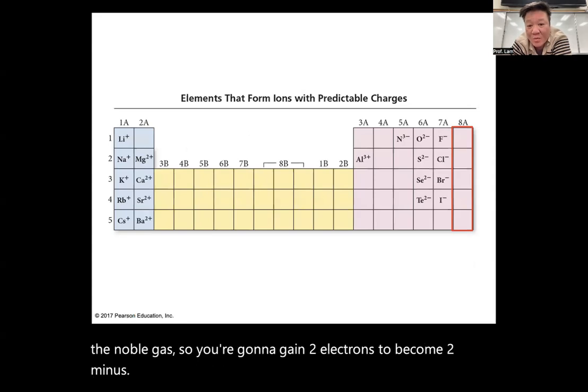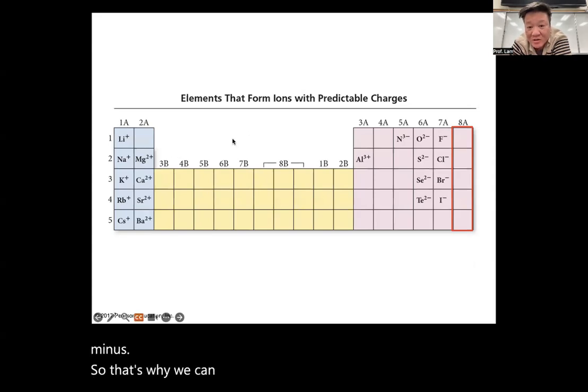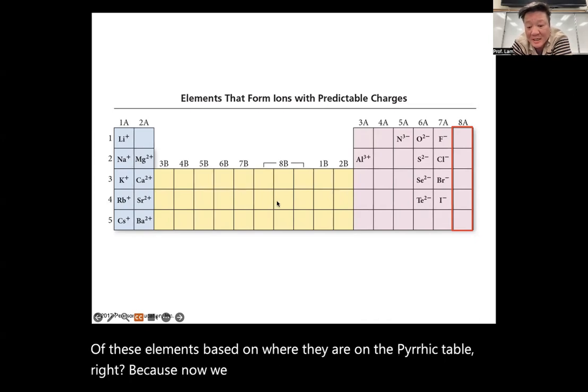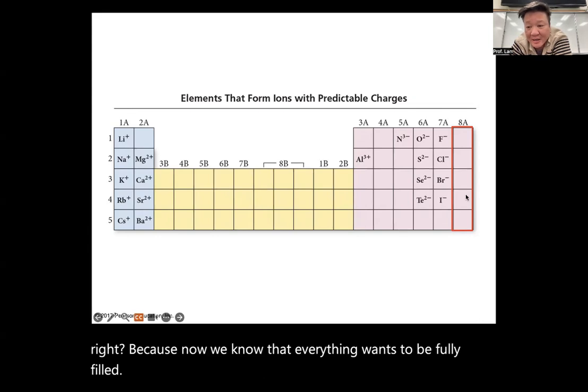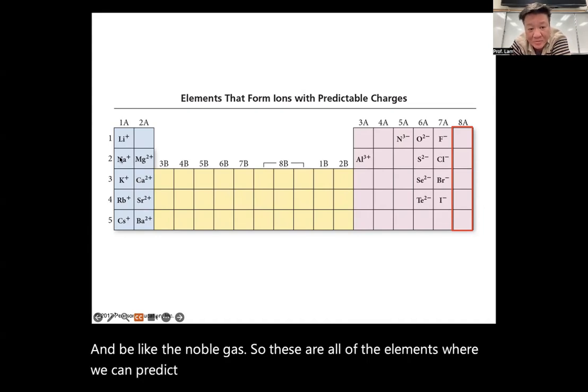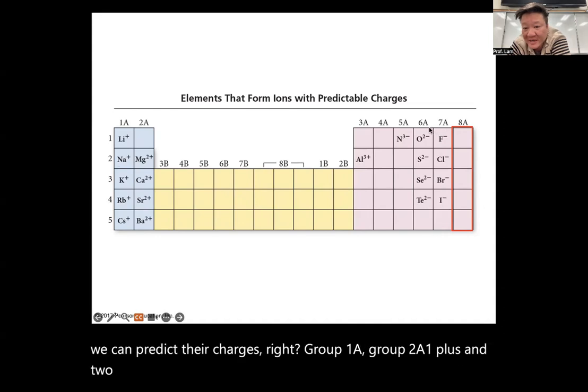So that's why we can predict a lot of the charges of these elements based on where they are on the periodic table, right? Because now we know that everything wants to be fully filled and be like the noble gas. So these are all of the elements where we can predict their charges, right? Group 1A, group 2A, 1+ and 2+, group 7A and group 6A, 1- and then 2-.